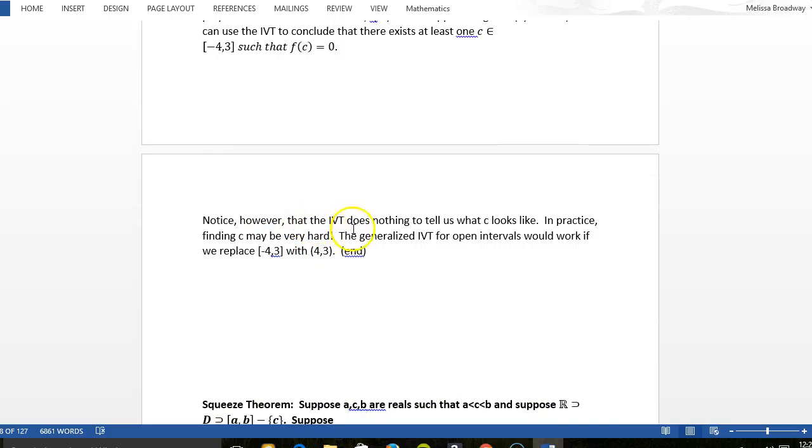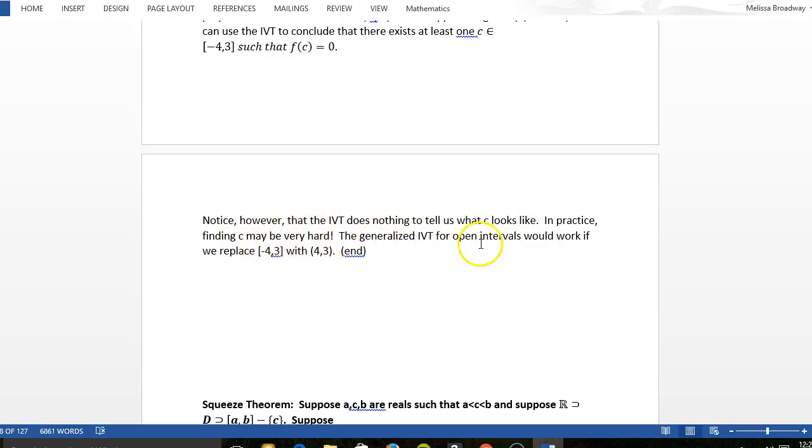Notice, however, that the IVT tells us nothing about what C looks like. What does C equal? That's a hard thing to find in general. There are problems where it's not hard, but in general, finding C may not be an easy thing to do at all. In practice, finding C may be very hard.